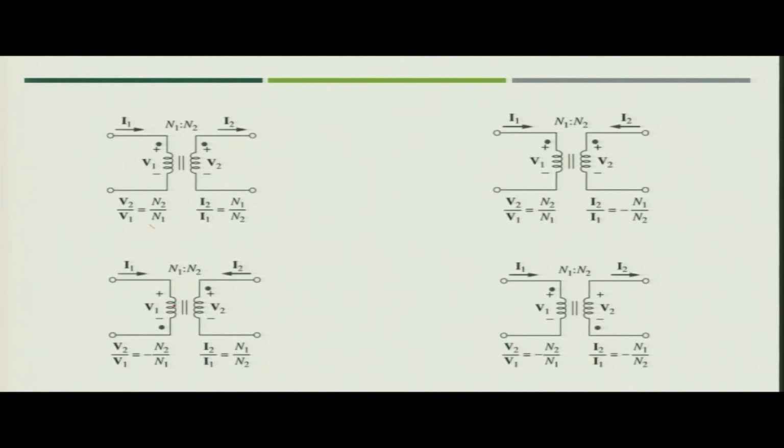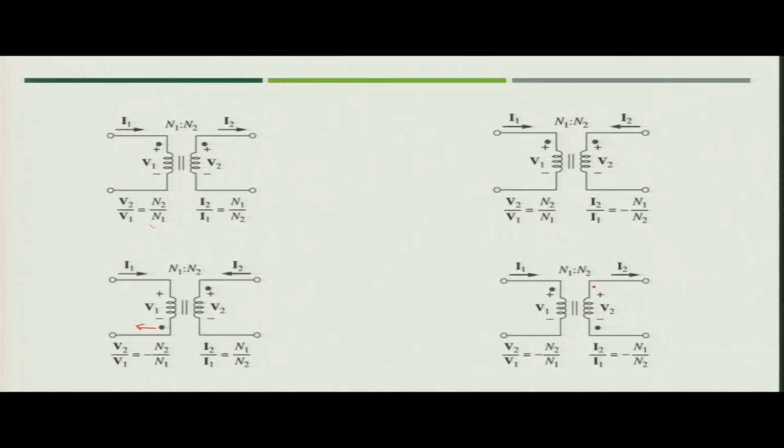Now, in the third case, on the left side the dotted terminal has negative polarity of the voltage, and on the right side you have positive polarity of the voltage. So, we will write V2 by V1 is equal to minus of N2 by N1. Now, in case of current, in this case I1 is going outside the dotted terminal and I2 is going inside the dotted terminal. So, I2 by I1 will become plus of N1 by N2.